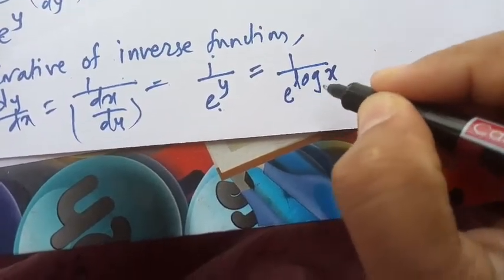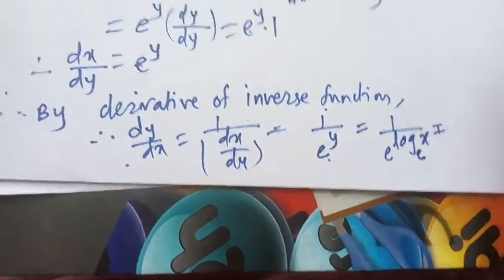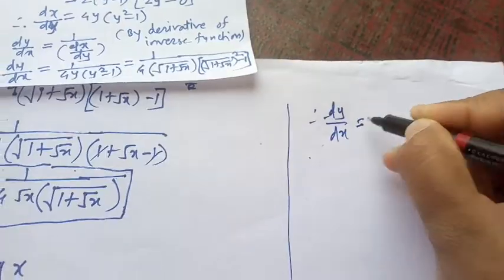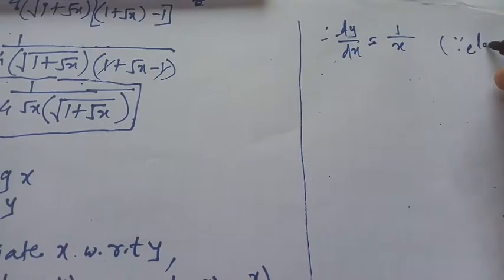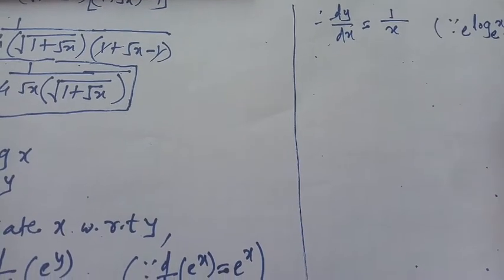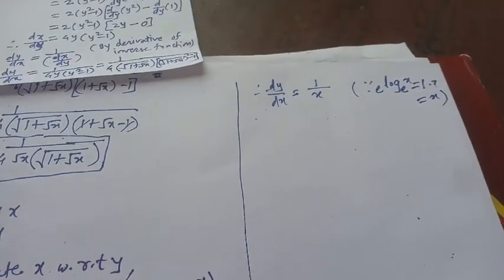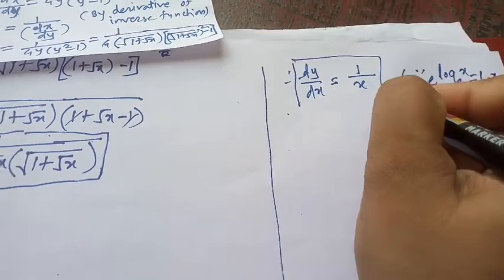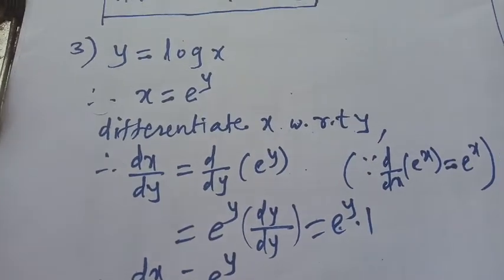So here 1 upon e raised to log of x to the base e, and therefore dy by dx is equal to 1 upon x, because we know that e raised to log of x to the base e, that is 1 into x, that is x, and therefore we got dy by dx is equal to 1 upon x, which is the derivative of the given function y is equal to log of x.